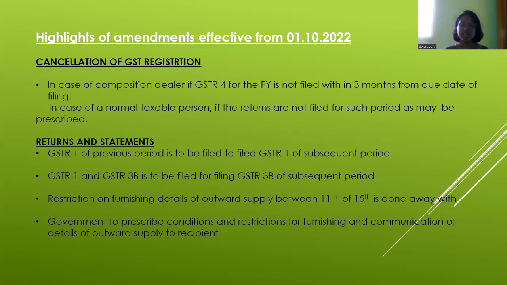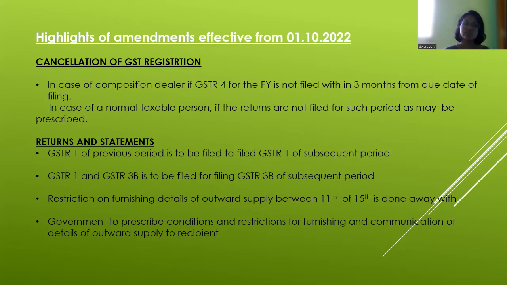In case of a normal taxable person, if the returns are not filed for such period as may be prescribed. Earlier it was for a continuous period of 6 months. If the return is not filed, then the registration was liable to be cancelled. Now they have taken off the 6 months and replaced it with such period as may be prescribed. So the government can even reduce it to less than 6 months if required.